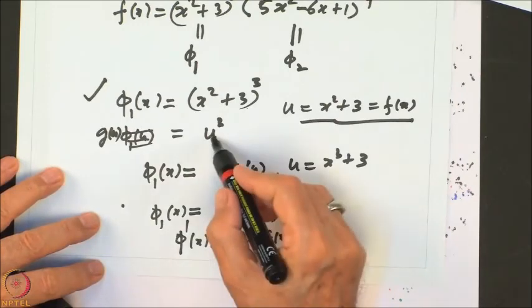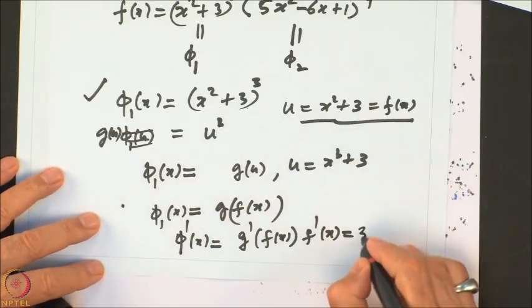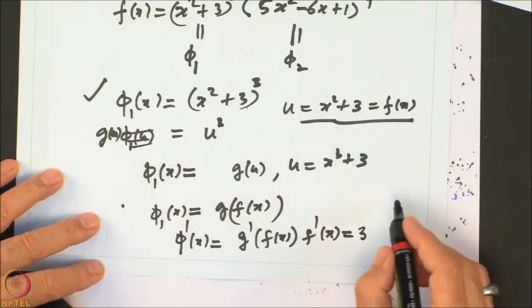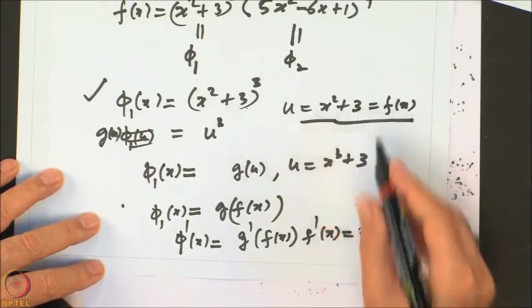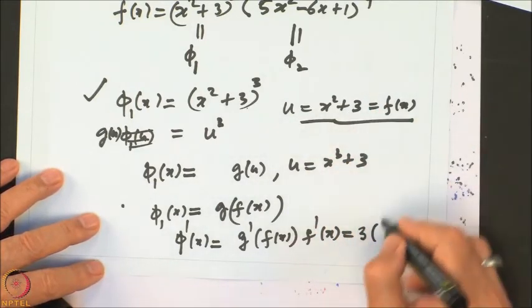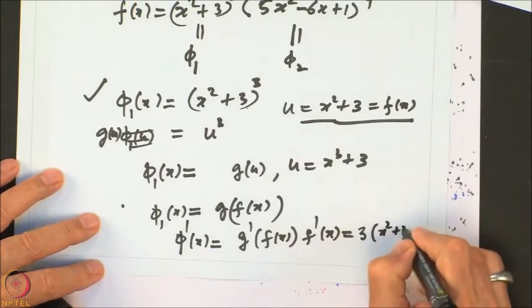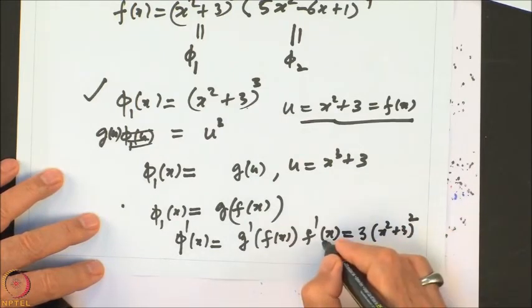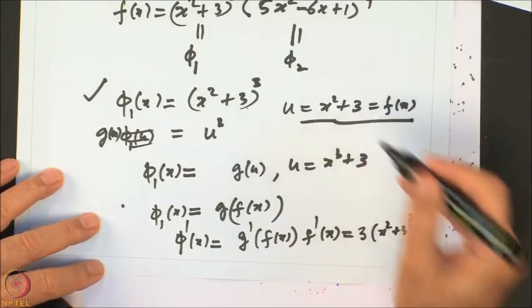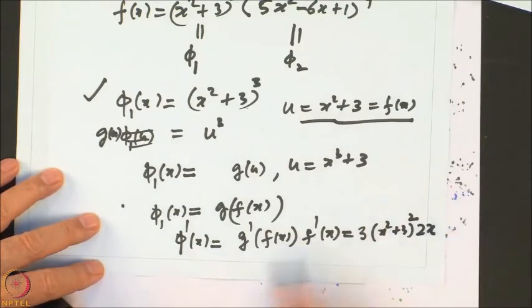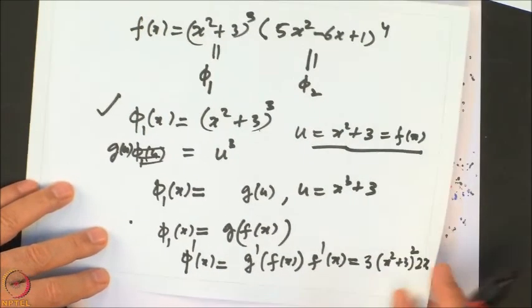So what is g dash? That is 3u square, and what is u? u is equal to x square plus 3 from here. So it is 3 times x square plus 3 whole square, into f dash of x, that is 2x. So that is the derivative of phi 1.